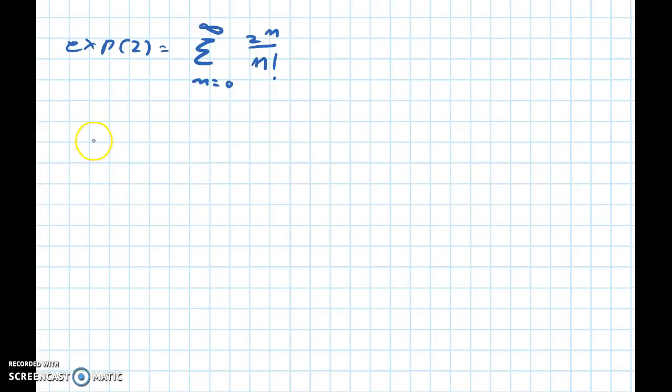So what I want to show you is the following. The derivative of the exponential function is the exponential function. Proof.